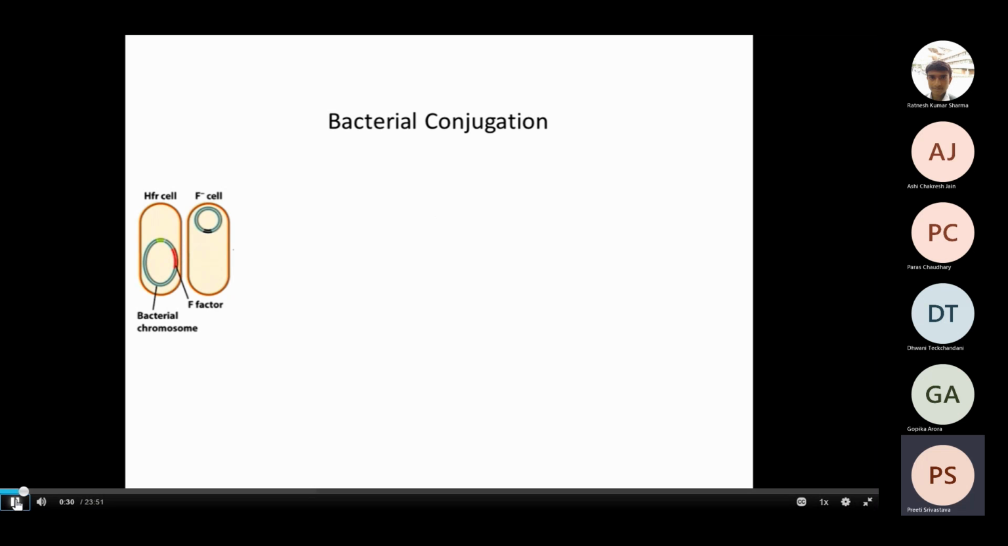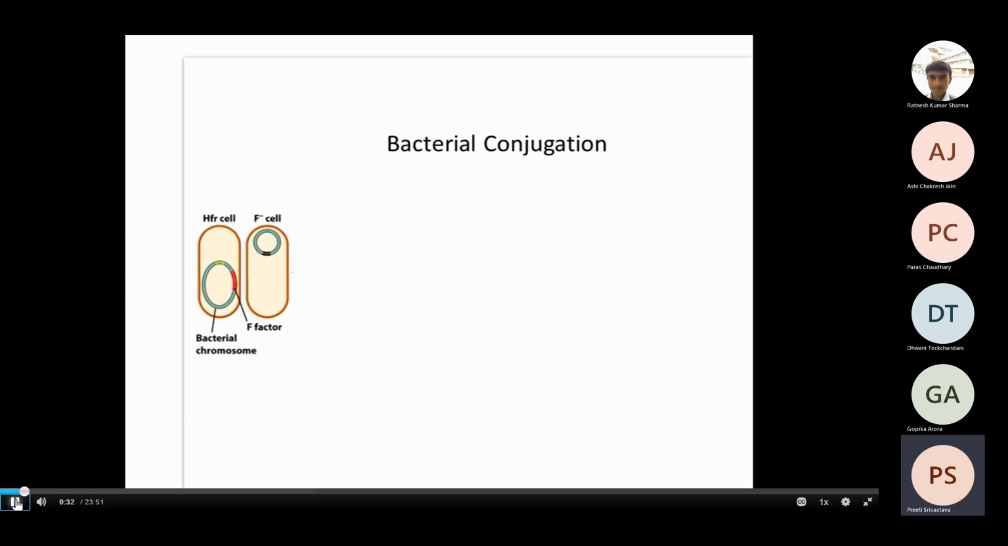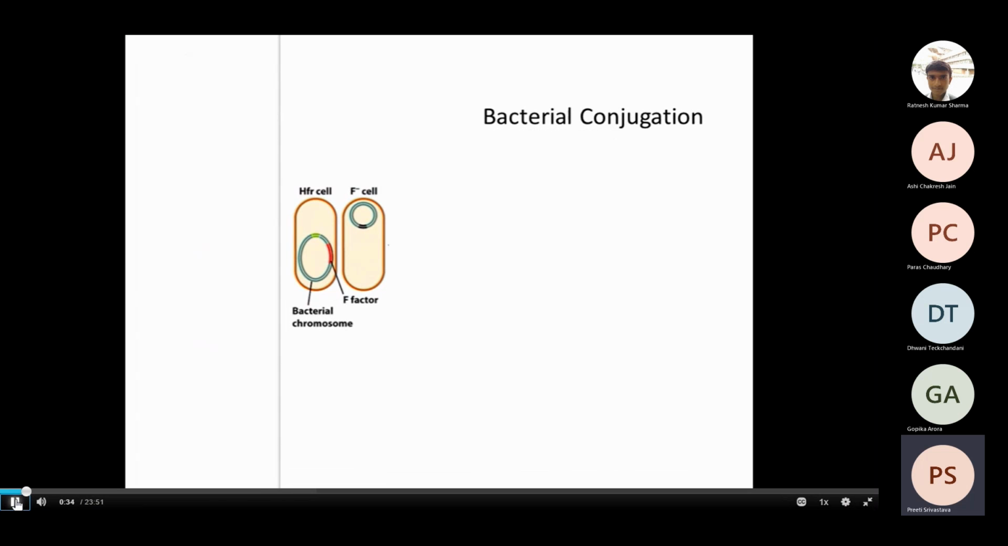So we're going to briefly go over conjugation, specifically focusing on conjugation between an HFR cell and an F- cell. In the HFR cell, the fertility factor plasmid has been integrated into the bacterial chromosome, where the bacterial chromosome is indicated by teal and the fertility factor is the red region. And you can see that in the F- cell.